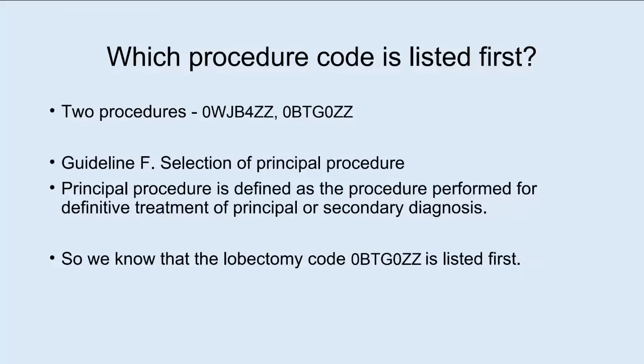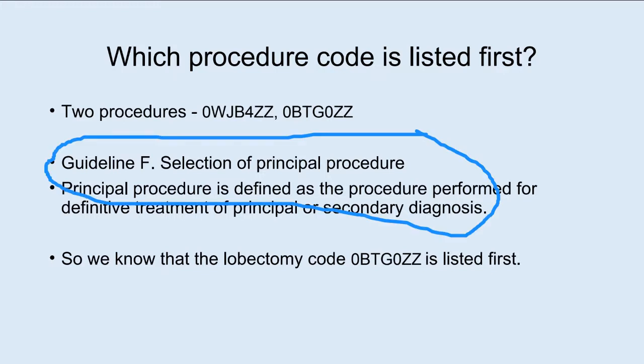Now the next question, just like it was for diagnoses, is which procedure is listed first? So in your PCS book, there is a guideline, of course, for this. Guideline F, selection of principal procedure. Principal procedure is defined as a procedure performed for definitive treatment of principal or secondary diagnosis. Okay, so the lobectomy is the open procedure, is the important one. The endoscopic one you report, but it's not the most important one. So you report the open code first and then the endoscopic inspection. Even though the inspection was done first, you still report it, not in the order that they were done. It's the one which is the major treatment.